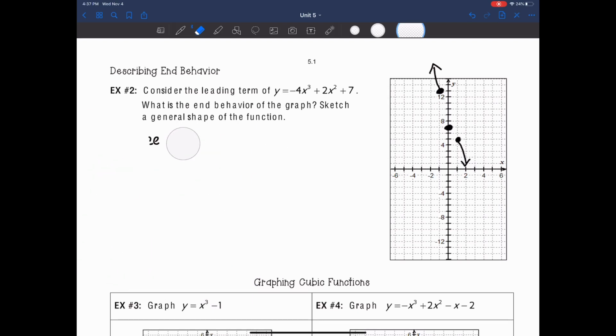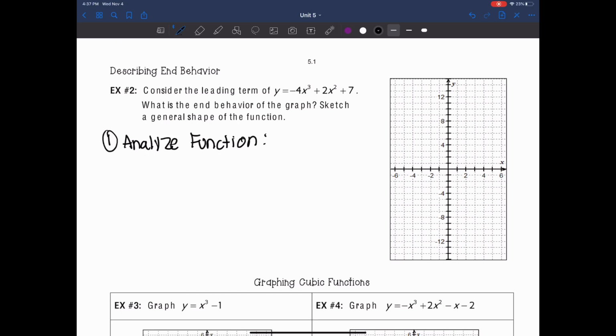We're going to use what we just learned to go ahead and describe the end behavior and try to transfer it down to a graph. So let me go ahead and erase this real quick. Awesome. So the first thing I want you to do is we are going to analyze the function. And we're going to figure out everything we have going on and how we can actually graph this thing.